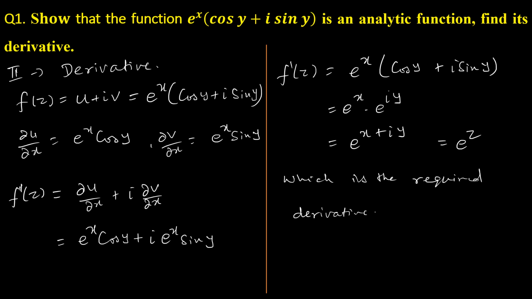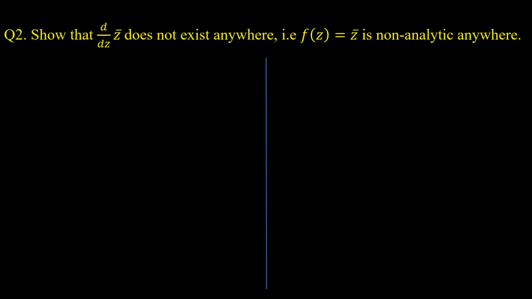So for the definition, you can see the previous video of analytic function. Now check the second question. The derivative of z bar does not exist anywhere, or another way we can say that f(z) equal to z bar is not analytic anywhere.